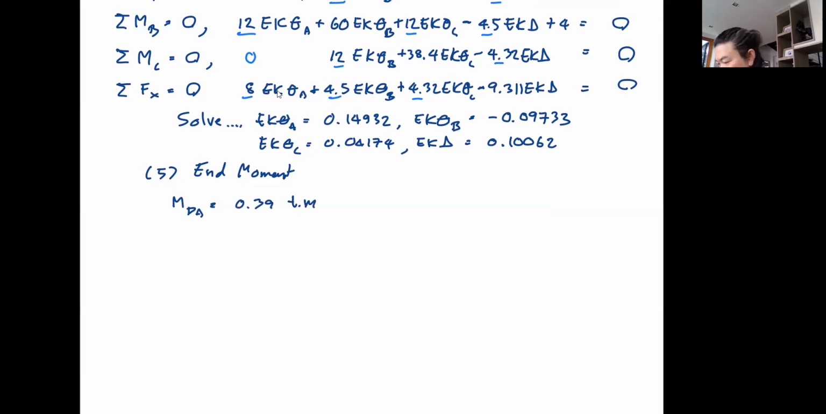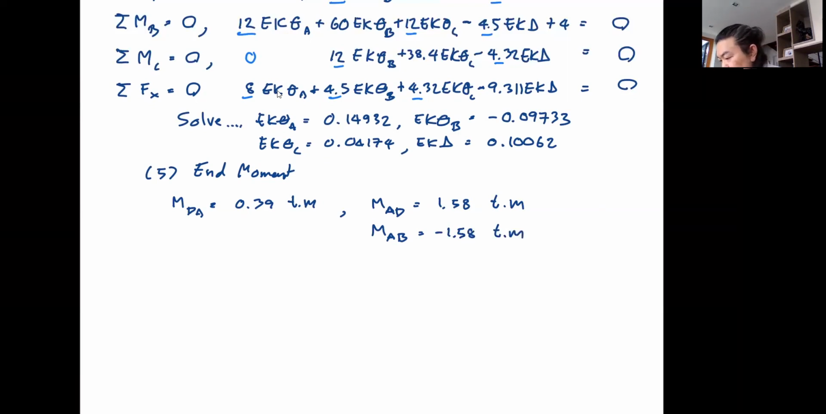Okay, MAD. MAD now. MAD is 1.58 ton-meter. Okay, and just try to couple this together. MAD, they should be with MAB, right? Because the joint A contains 2 members, so this should be equal and opposite, and rightly so. Okay, so that ends it.